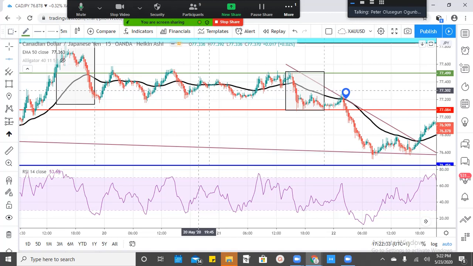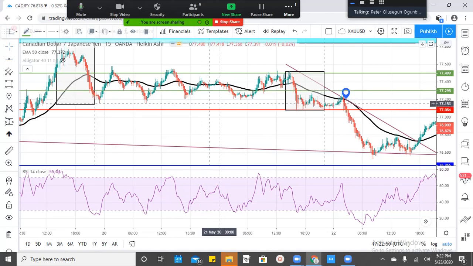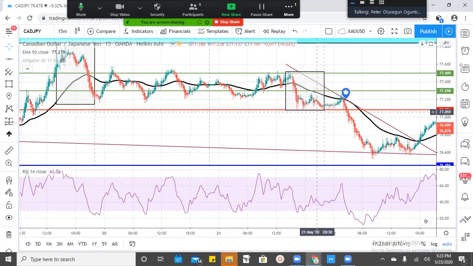Okay, it's a bit up. 77,299. Okay, I got 298. Okay, so this is not bad. So this will be another good entry for anybody. This would have been another good entry, because as soon as price moves down here, we expect price to also move up to pick. Did price make it up here? Price didn't. Maybe anybody could.